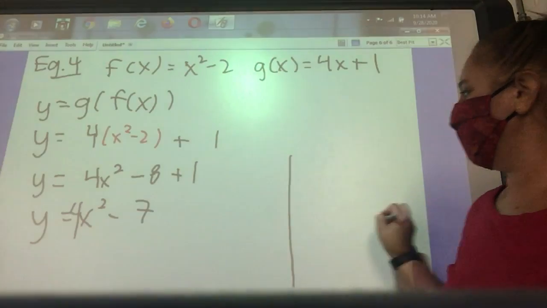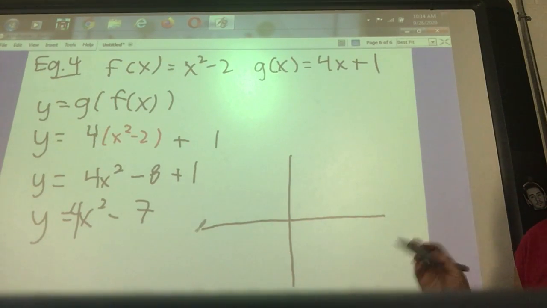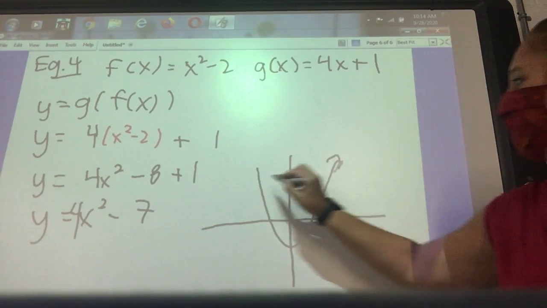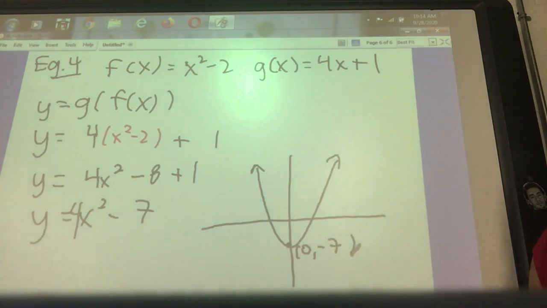You could do a table of values. Usually it's a nice, easy one to do. If you can't remember how to graph from grade 11 pre-cal, they have their test this week about how to graph quadratic functions. So I'll just do a quick sketch. Right there, the vertex is at 0, minus 7.